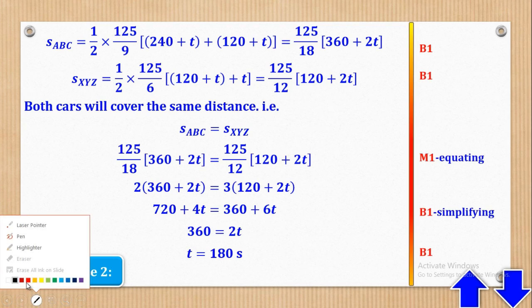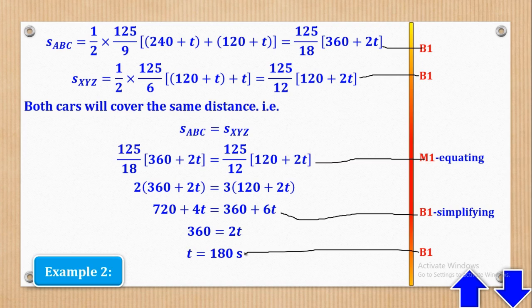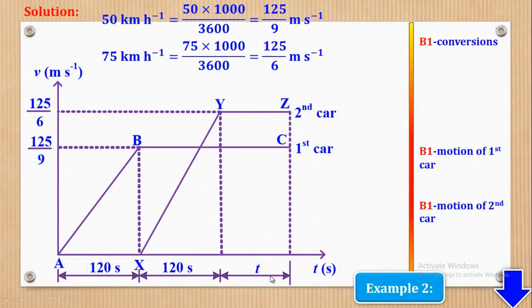So now before we go to the next slide, let's see how marks can be awarded for this slide. B1 is for you to get distance ABC, B1 is to get distance XYZ, and M1 is for equating the two. B1 is to simplify, and B1 is to get the total time taken, for getting the value of T, which is this. So this is the value of T which you have now got.